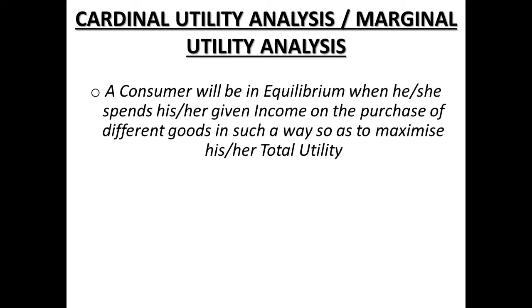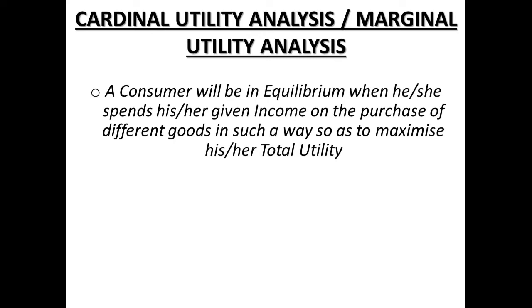The utility approach assumes that the utility which a consumer gets from a unit of a commodity can be measured in absolute terms. Now here we are coming to the cardinal approach. What the cardinal approach believes is that the utility which a consumer gets from a unit of a commodity can be measured in absolute terms in the same way as we measure the weight or height of a person.